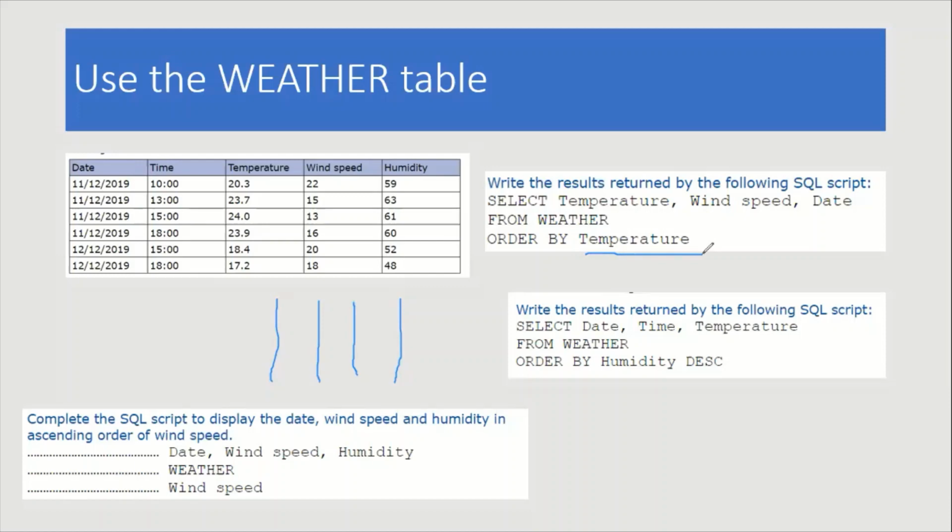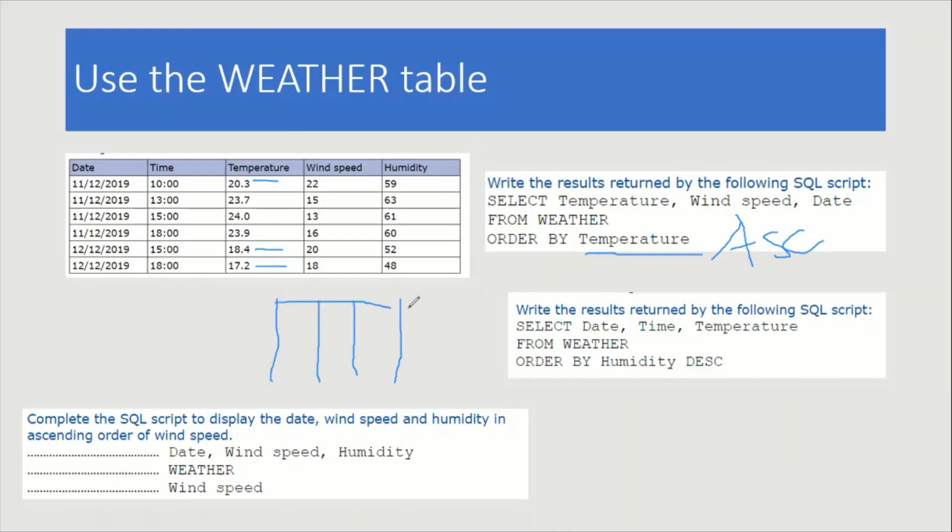Temperature will be sorted in ascending order at this point because the order has not been specified. So we'll be ordering using the ascending order of the temperature. That means we'll be starting with the smallest one, that is 17.2, 18.4, I think, then 20.3, and the others. So you can just arrange them that way.